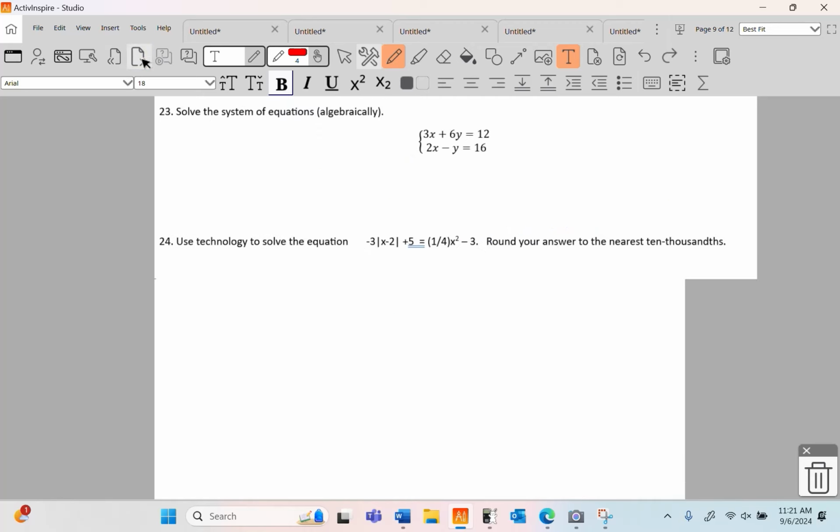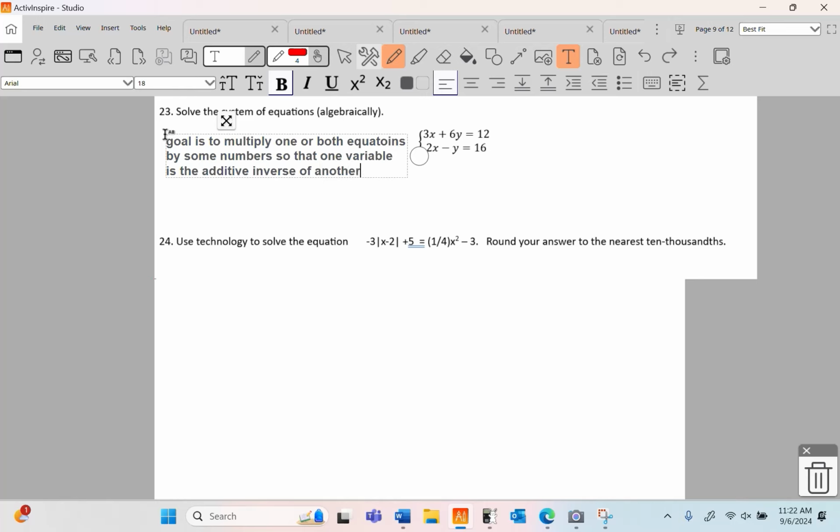23, solve the system of equations algebraically. The goal here, and I probably didn't do this on the last video because the last one was so simple, but the goal is to multiply one or both equations by some numbers so that one variable is what we call the additive inverse of another. All right.